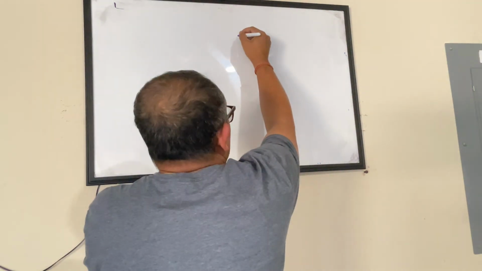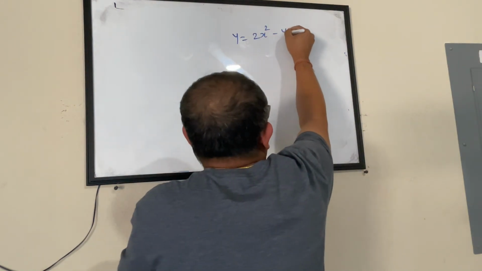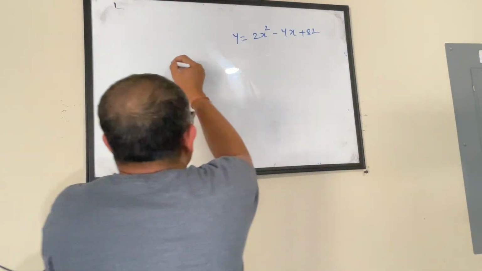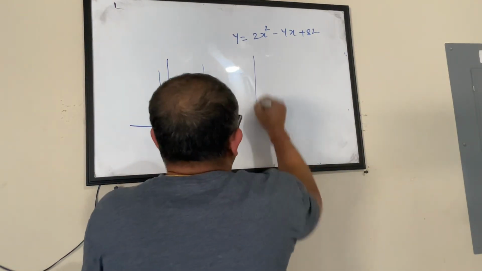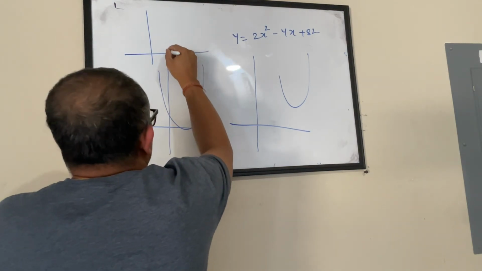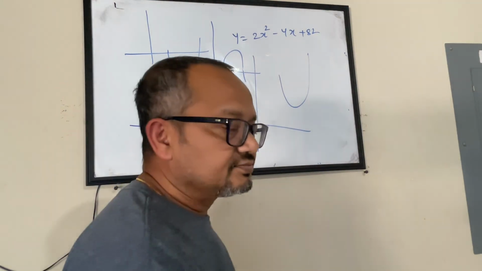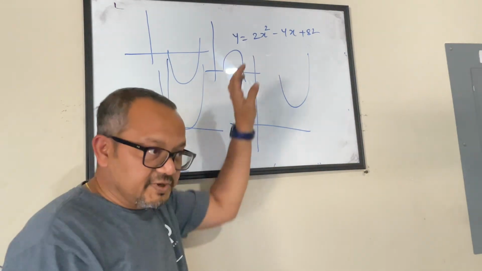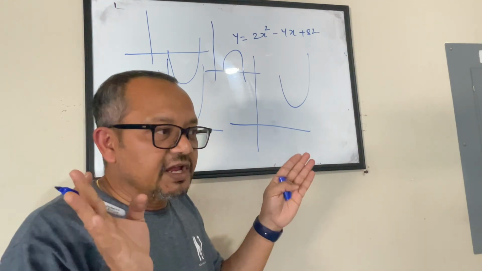They'll say, okay, I have an equation like y equals 2x squared minus 4x plus 82. There are four options you have. It plots a parabola like this. It plots a parabola like this. It plots a parabola like this. And plots a parabola like this. It's going to be a tedious job. If you create a table and then try solving it, it'll take half of your exam's time.